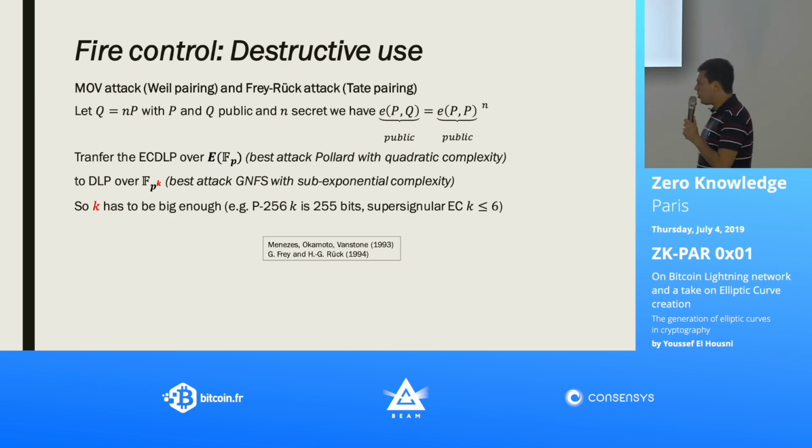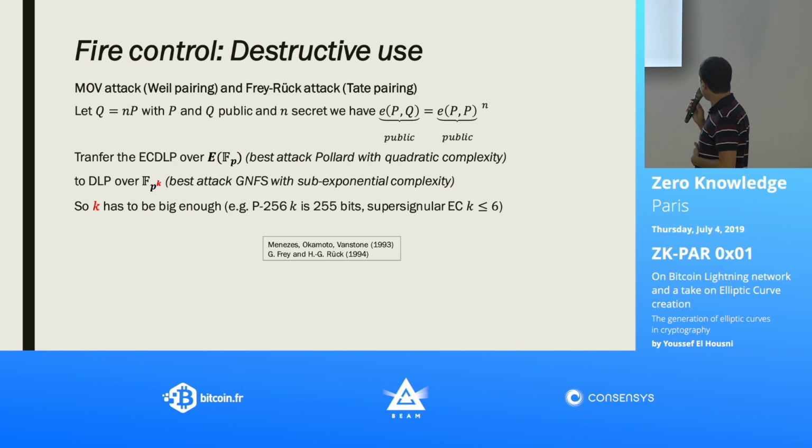So we were talking about the destructive use. This is what we call the MOV attack and the Frey-Rück attack with respect to what pairing you are using. Consider you have a public key Q, and your secret key is n. And P is a public point, the generator. If you compute the pairing between Q and P, it will be equal to the pairing of P with P to the power n. So you have just transformed your discrete logarithm problem on elliptic curves to one over a finite field. So the k should be big enough in order to mitigate this attack.